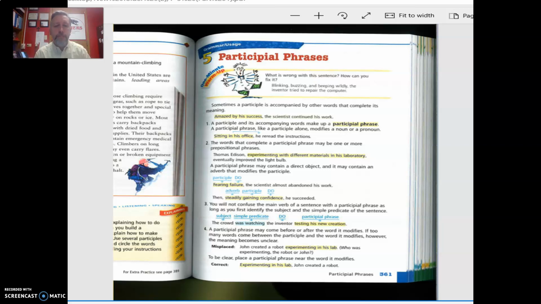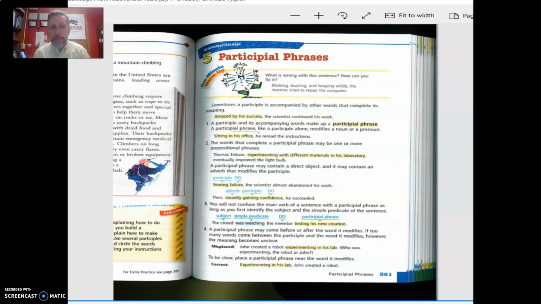Also notice that when the participial phrase is in the middle of the sentence, it gets set off with commas. A participial phrase may contain a direct object. It may contain an adverb that modifies the participle. So look at that next example there. Fearing failure. There we have our ing or ed word, fearing, and that would be a participial phrase. It doesn't have a prepositional phrase after it, but it has a direct object, so that becomes all part of one participial phrase. And then look at the next example: steadily gaining confidence, he succeeded. Now, gaining in this case is the participle.